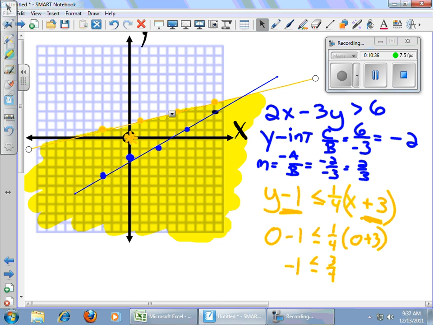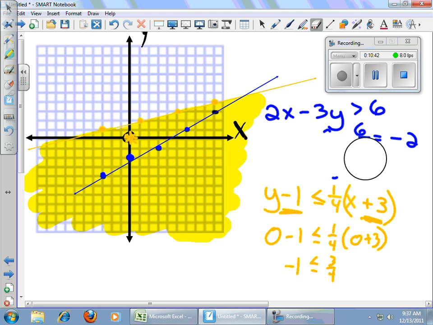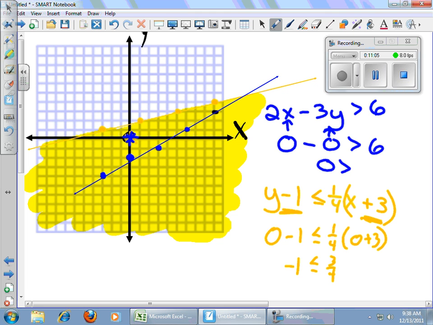Okay, now I will do my test point for the blue equation. I'll plug in 0, 0, which makes my work real simple. I put 0 minus 0 is greater than 6. Look, if I put 0 in for x, I get 2 times 0 is 0. Put 0 in for y, I get 3 times 0 is 0. So the left-hand side is just simply 0 minus 0, or even more simply, 0. It's greater than 6. That is a false statement. I will not shade where the test point is. I will shade the other side.